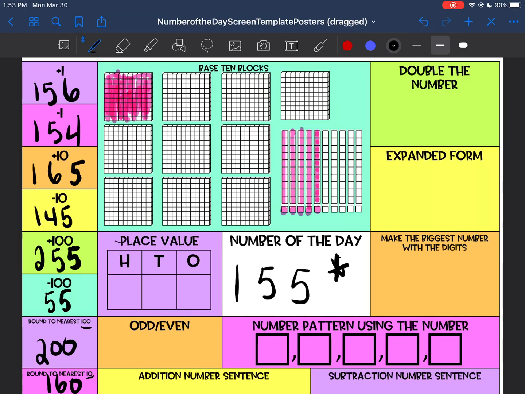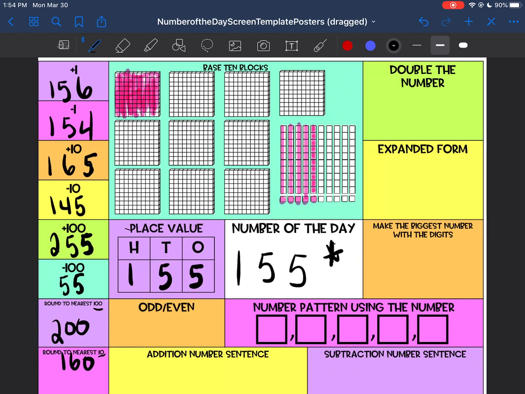Now let's do this box next. Place value. How many hundreds? 1. How many tens? 5. How many ones? 5. Is my number even or odd? Well, what place value do I look at to determine this? I look at my ones place. I know that 5 is an odd number, so 155 is odd.